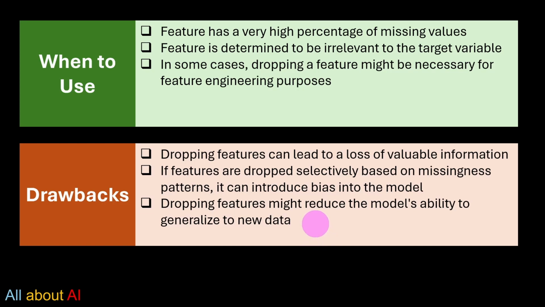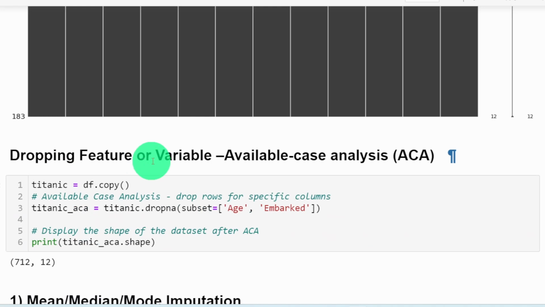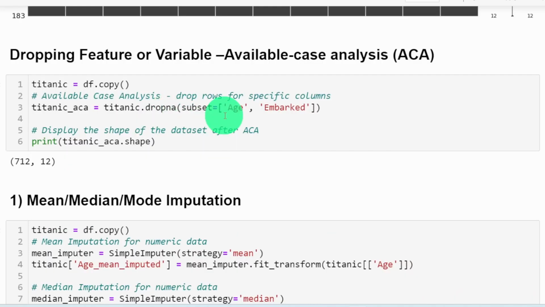Now let's take a look at code. Dropping features or variables, available case analysis. We do a dropna, but in this case, we are using just a subset for age and embarked. We are not taking the entire dataset, but only these 2 columns. And you can see after this deletion, we have 712 rows still available.